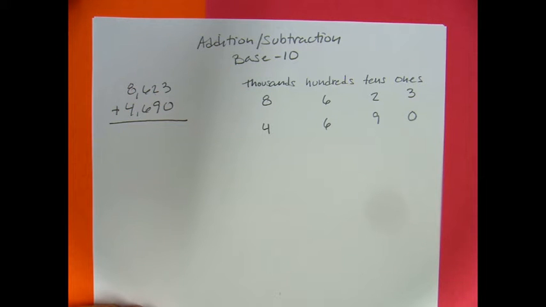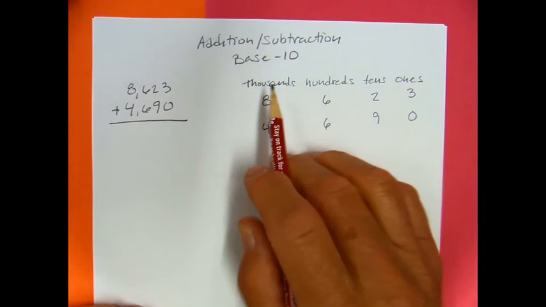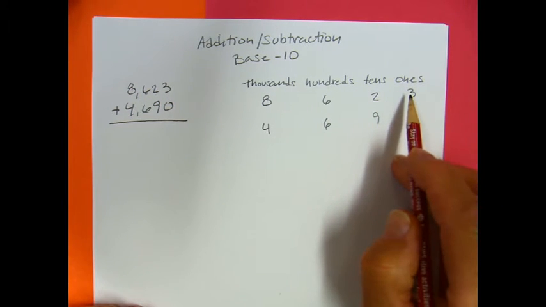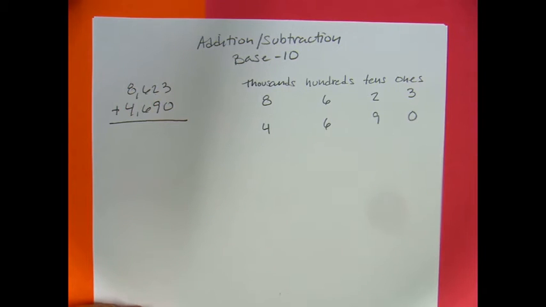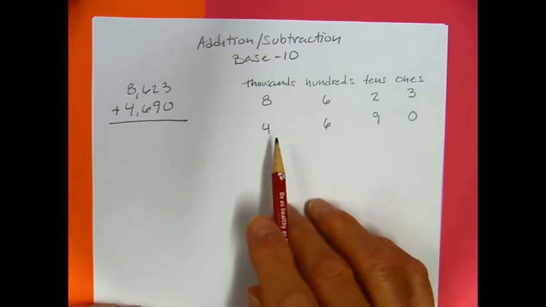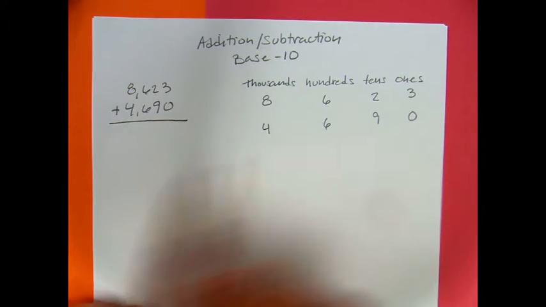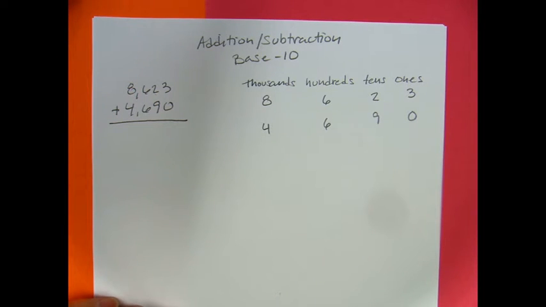We're going to take these two numbers, 8,623, and we're going to spread them out into the thousands, hundreds, tens, and ones. We also took 4,690 and we spread that out into the thousands, hundreds, tens, and ones. And we're going to add these together. We're going to see what happens, and we're going to see if we can do the same thing we did with our base 10 blocks as we can duplicate with the operation of addition.